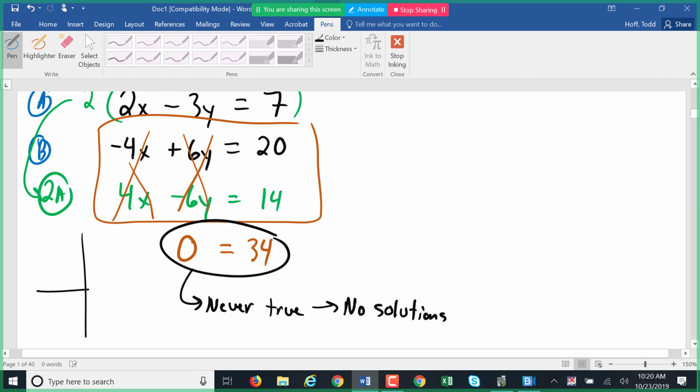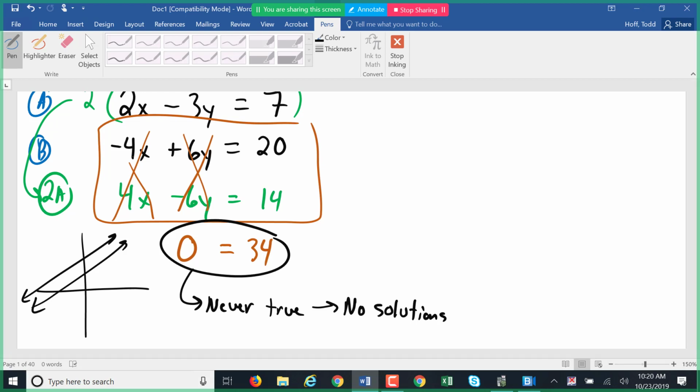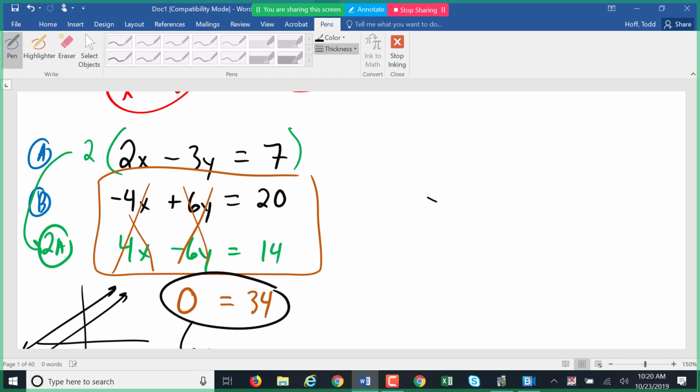If I were graphing these equations, it would look something like this on the graph. They would be parallel. So they're parallel lines, they never cross, so they never have a point that is a solution to both equations. Similar to that, I can have equations like this.